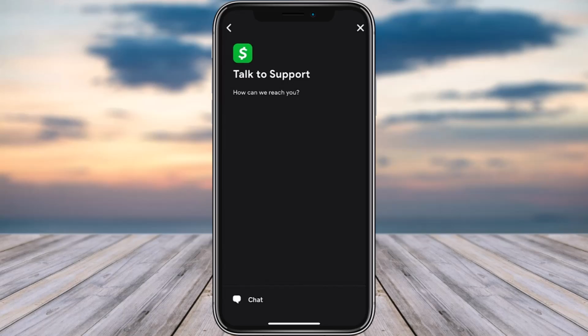Now tap on chat and talk to the support and then let them know that you're curious, and that is the only way for you to solve your problem of not being able to withdraw Bitcoin on Cash App, and that is it.